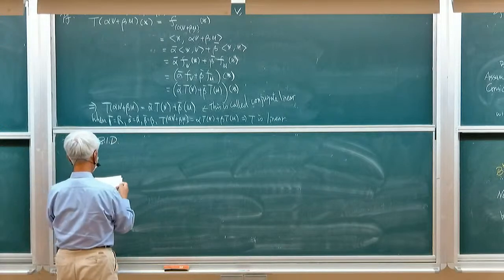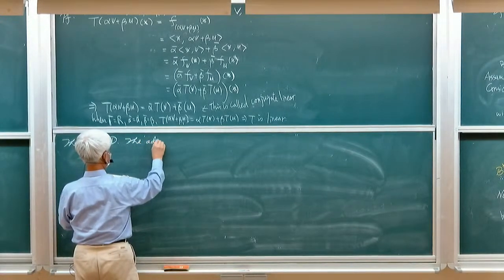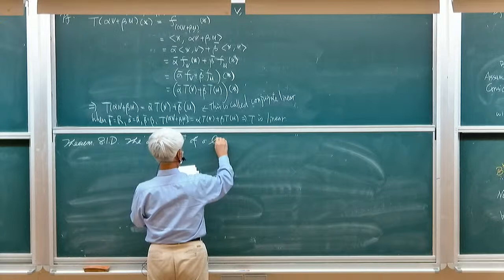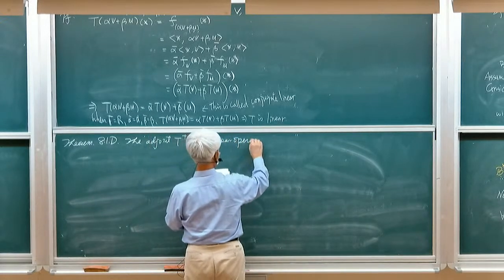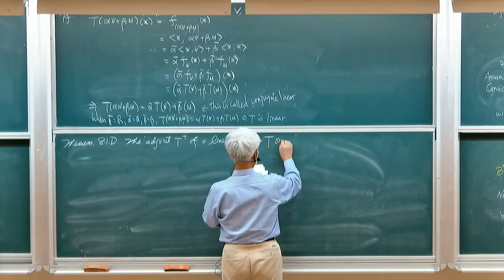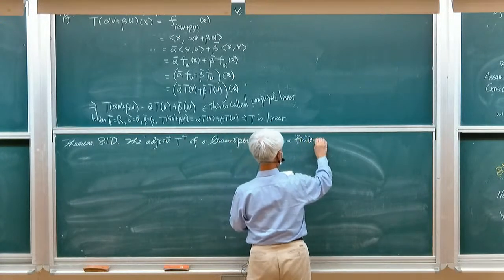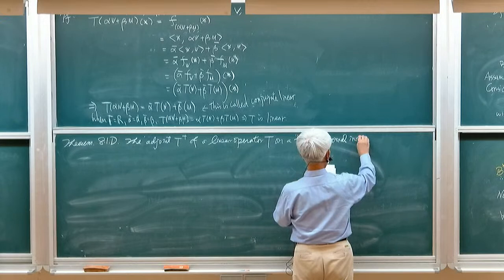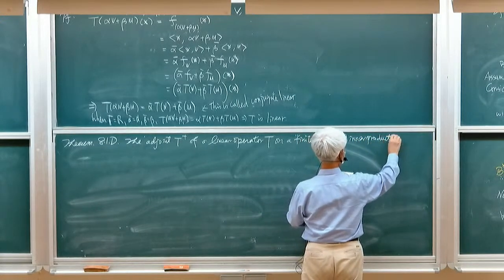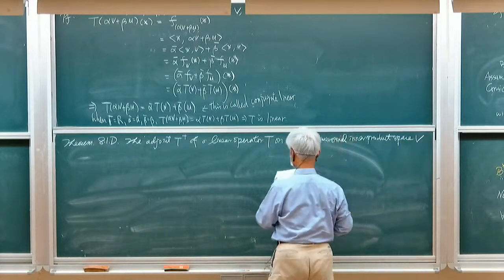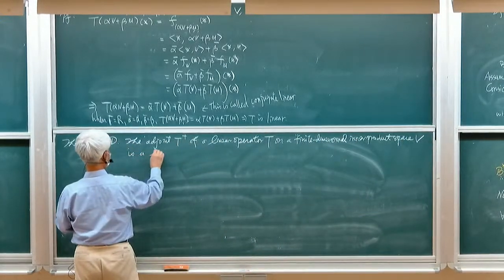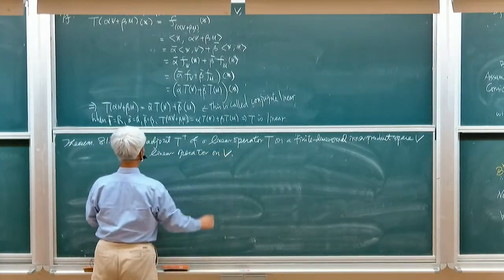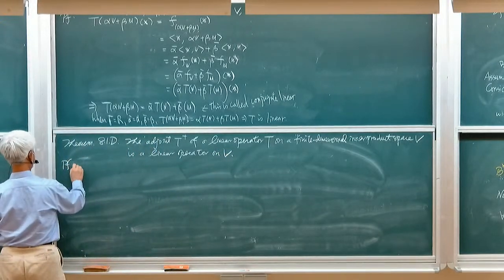Theorem 8.1.d says that the adjoint T dagger of a linear operator T on a finite dimensional inner product space V is a linear operator on V. Okay, so we want to show that T dagger is a linear operator on V.